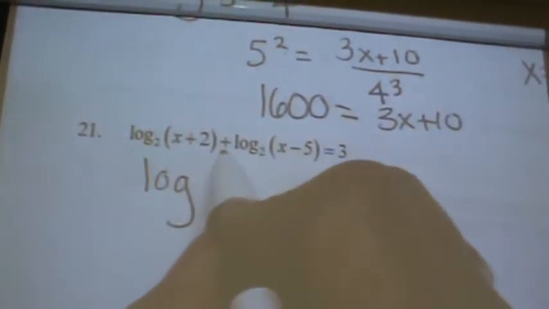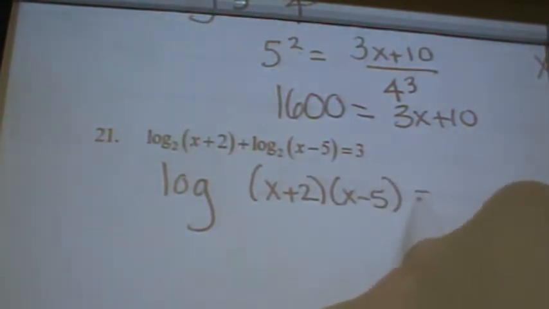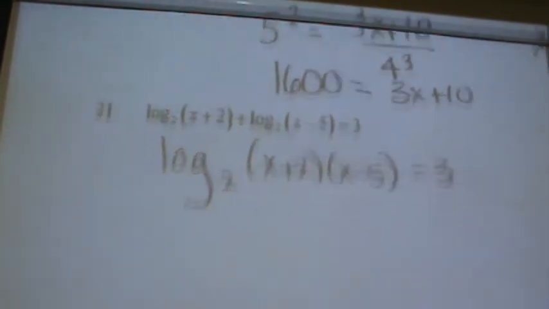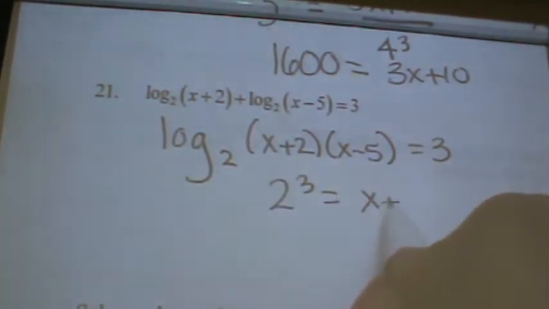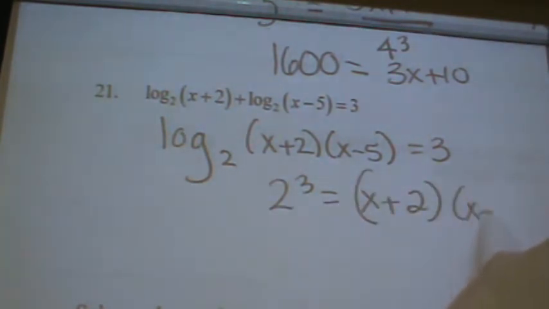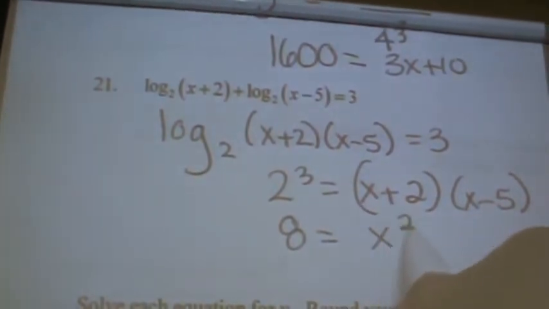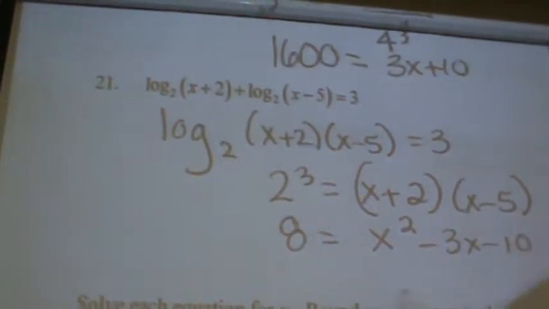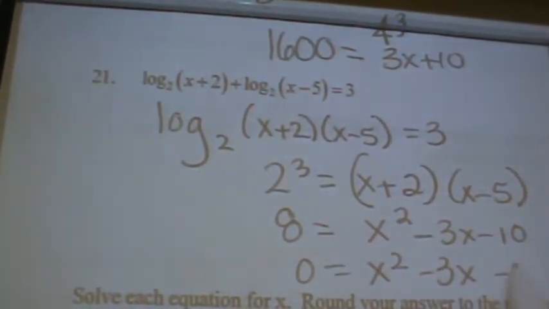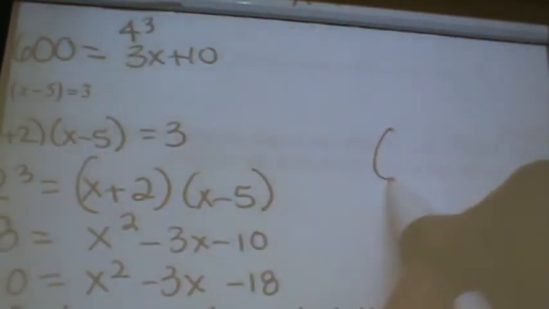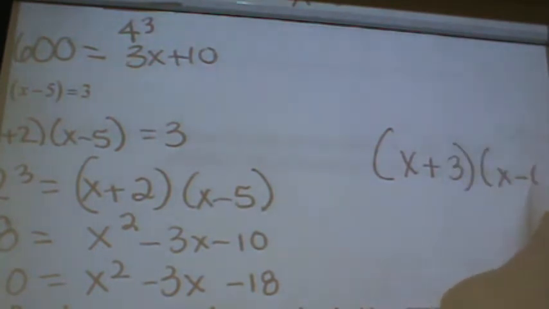Well, it's a product. So it's going to be x plus 2 times x minus 5. And this is base 2. So now I'm going to rewrite this as 2 to the 3rd power. What is 2 to the 3rd? 8. Square this, factor this out. Set it equal to 0. This would be minus 18. And now factor it. x plus 3, x minus 6.